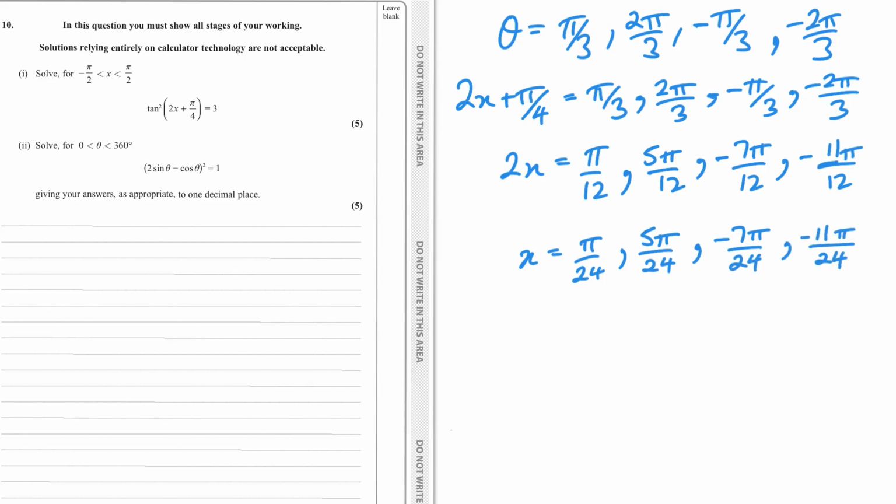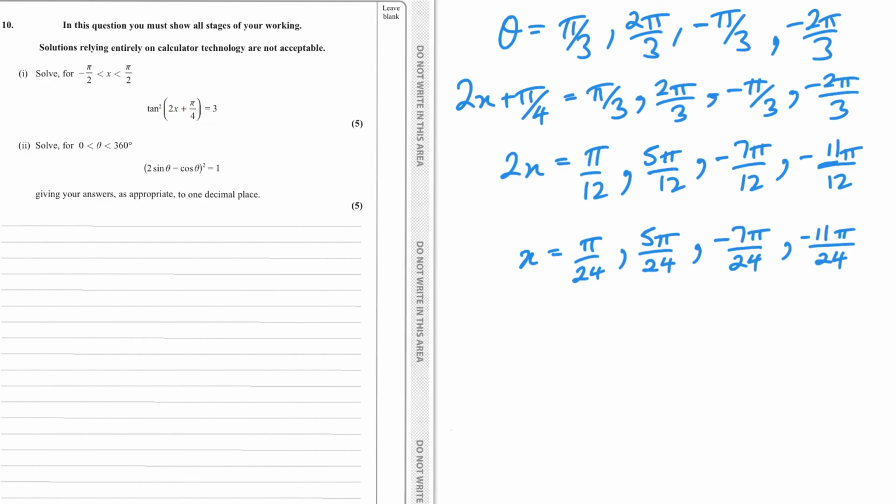Finally, I like to just double check everything. So first check these 4 are still in the range between minus pi by 2 and pi by 2, and they are. Then I usually like to check at least one of them, but I will check all of them sometimes if I have time, in the original equation. So take the angle, double it, add the pi by 4 or the 45 degrees, and square it, and you should get 3.